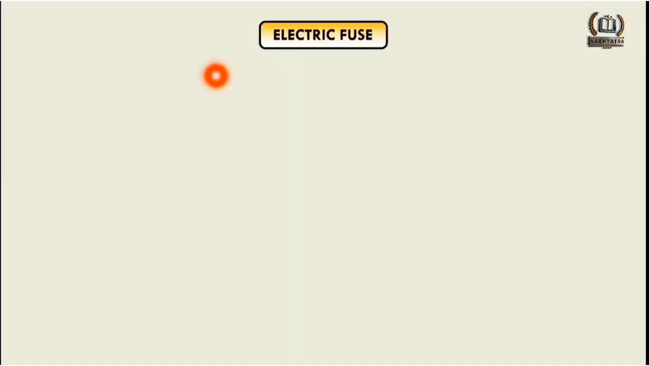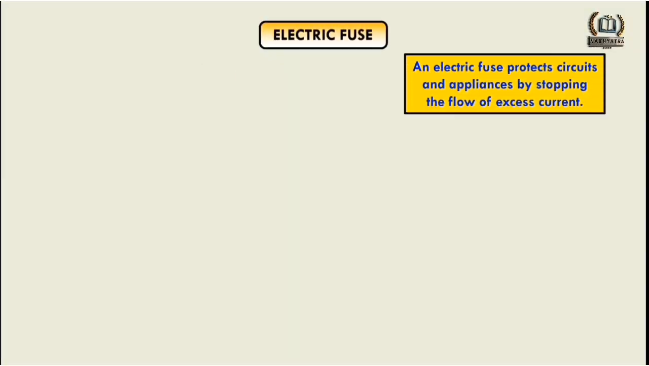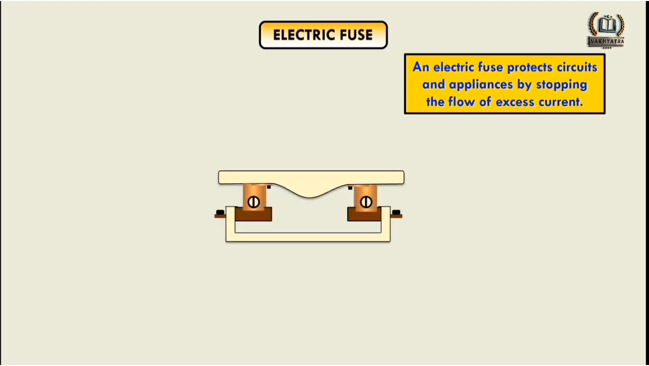So now see here, another common application of Joule's heating is the fuse, okay? Basically it is used in electric circuits. Now see here, an electric fuse protects circuits and appliances by stopping the flow of excess current. So when unduly high electric current flows, the fuse protects the circuit and other appliances. Clear everyone?